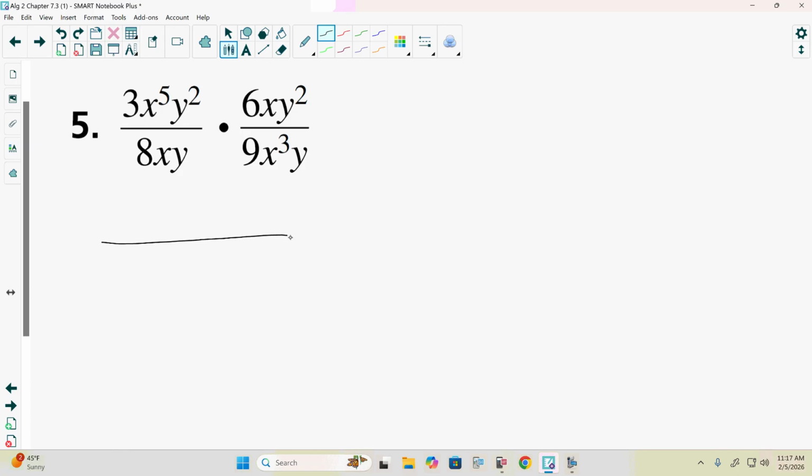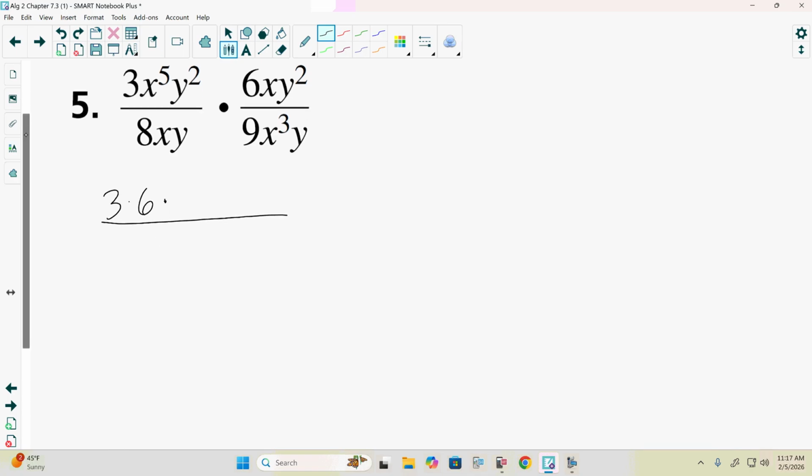3 times 6 over 8 times 9. Multiply the numbers together. So we'd have 3 times 6 on top. Well, what is 3 times 6? 18. Our next thing we would have is x to the fifth and our x. x to the fifth times x, we add the exponents, which gives us x to the 6. y squared times y squared would be y to the fourth.